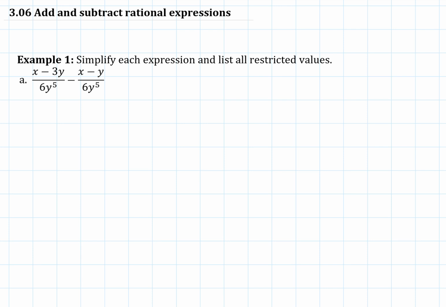Today's goal is to add and subtract rational expressions. In example 1, we're starting off pretty easy. We already have a common denominator, so we can go ahead and combine the numerators. So we have x minus 3y minus x minus y all over 6y to the fifth.